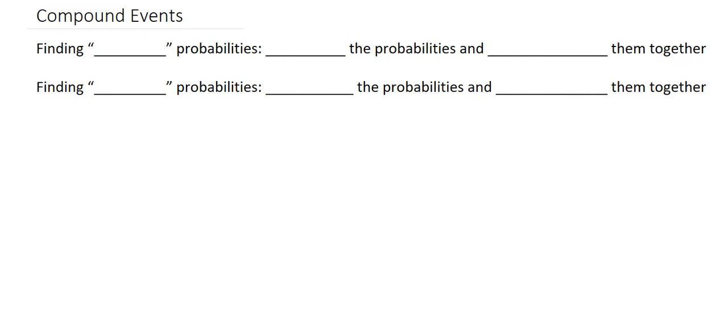Compound events. Finding "or" probabilities, we find the probabilities and add them together. Finding "and" probabilities, we find the probabilities and multiply them together. So let's go ahead and look at the example.